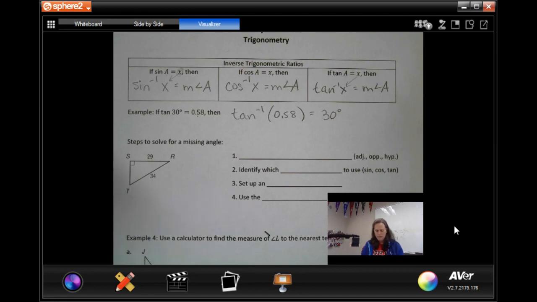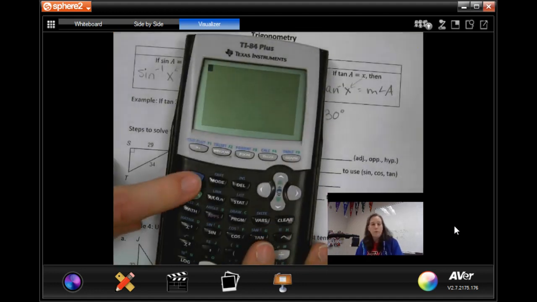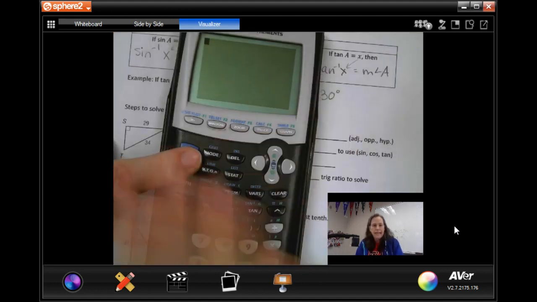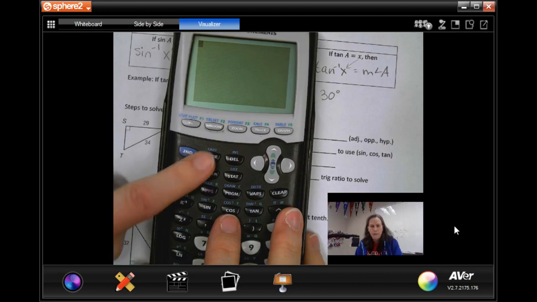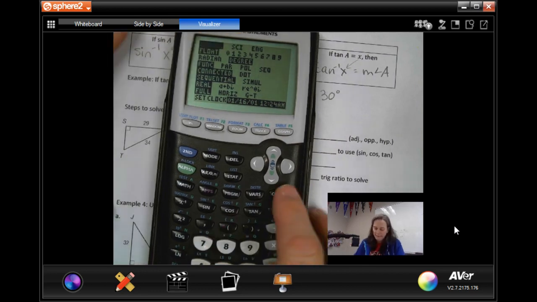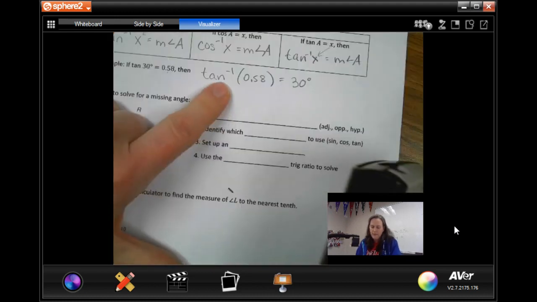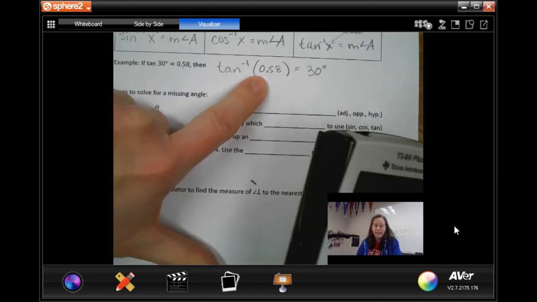And I think yesterday we talked about making sure that we had our mode in degrees. So I want to repeat that. If you're using a TI-84, there's this mode button where you go in and make sure that you're in degrees, because we don't want to come back with radians right now. We're not working on that yet. Okay, so let's try this one. The inverse tangent of 0.58.